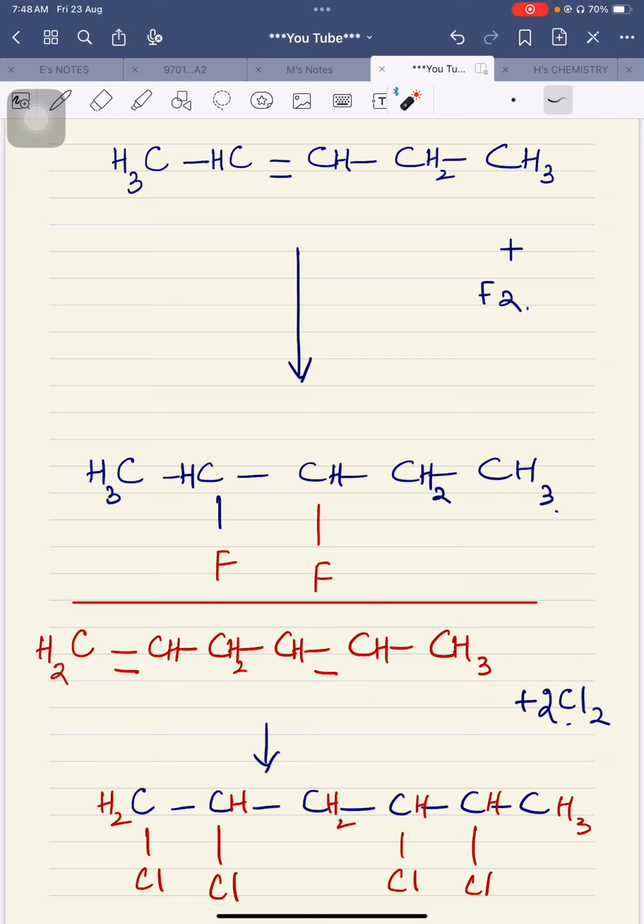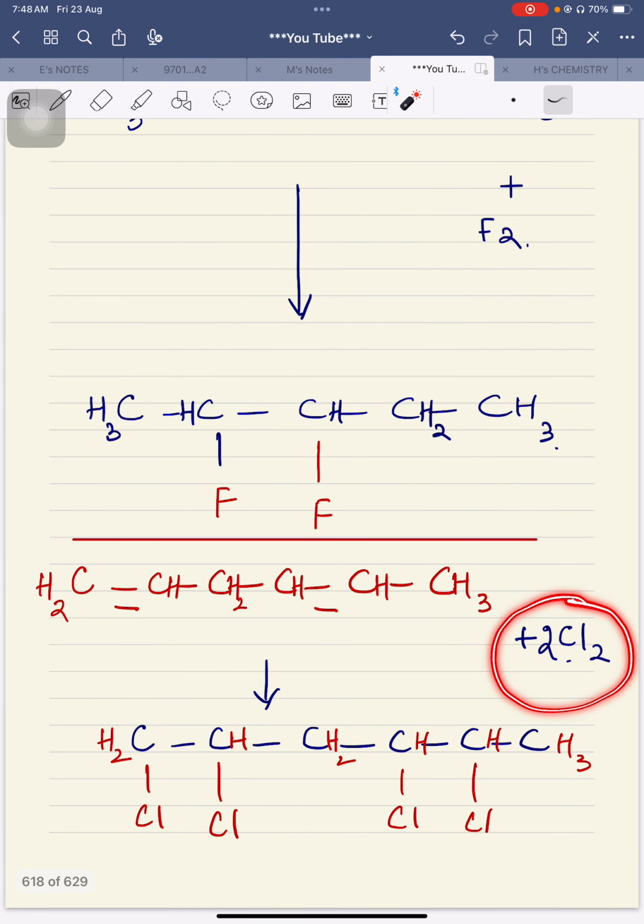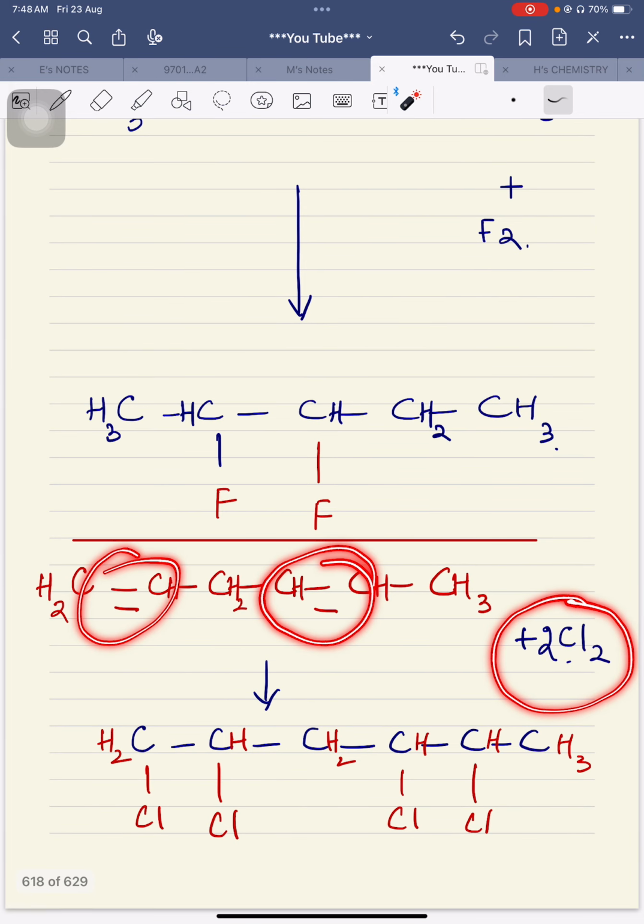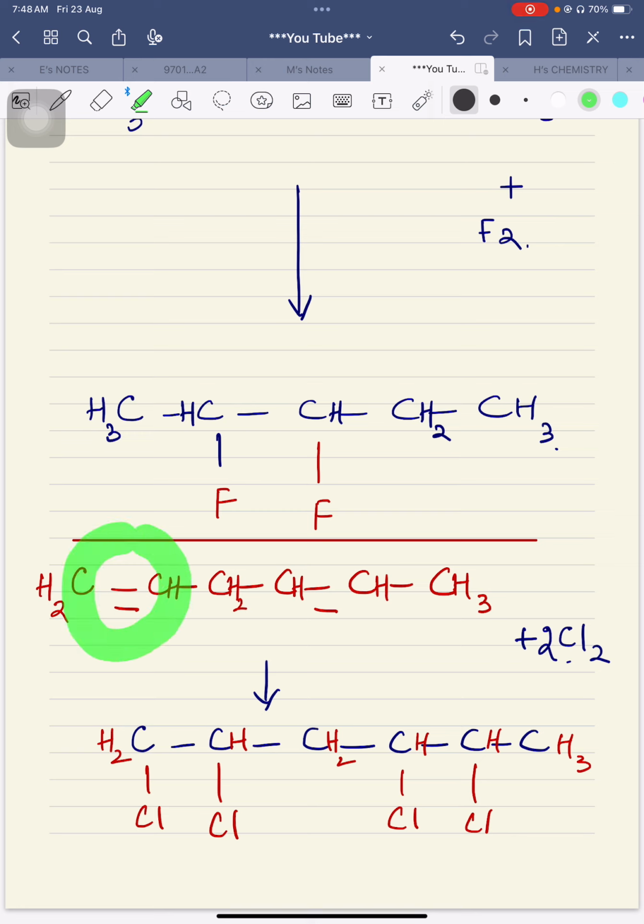So F2, Cl2, Br2, I2, At2, and now tennessine is the last element of group number 7 as well. It will also be diatomic. Similarly, the elements like hydrogen, nitrogen, and oxygen will be diatomic as well. So that's why we require 2Cl2 here. Why is it so? Because there are two double covalent bonds. I'm going to highlight those two double covalent bonds right now so that you may have an idea.